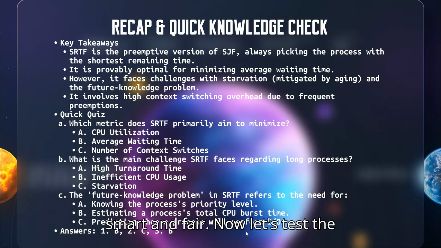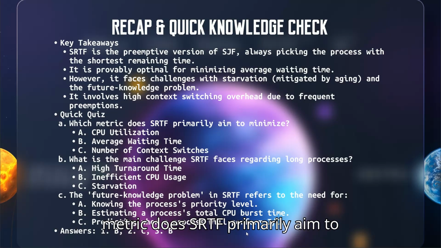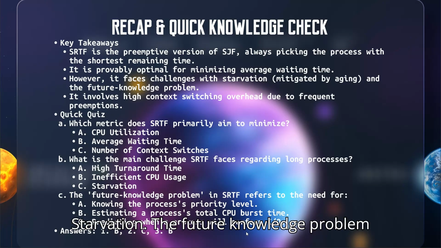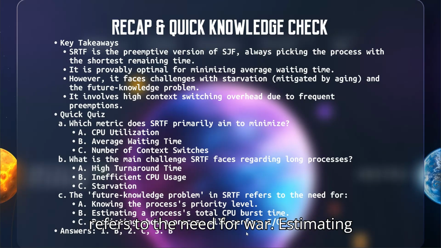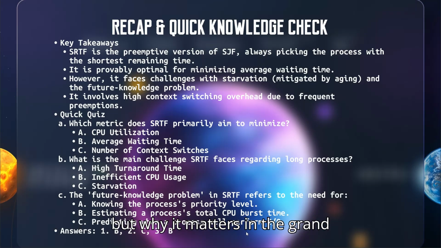Now let's test our understanding with a quick quiz. Which metric does SRTF primarily aim to minimize? Average waiting time. What is the challenge SRTF faces regarding long processes? Starvation. The future knowledge problem refers to the need for what? Estimating process CPU burst time. Thank you. Now you understand not just how SRTF works, but why it matters in the grand conversation of system design.